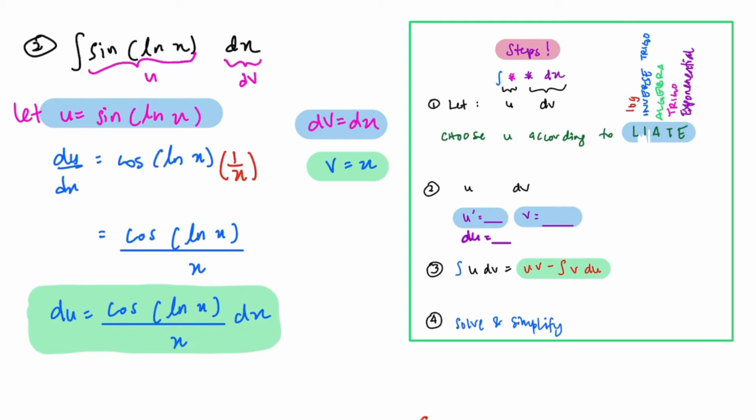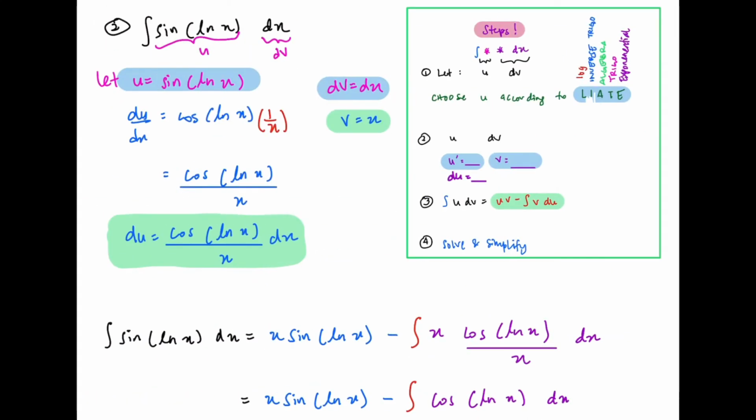Now let's focus on dv equal to dx. Therefore, v is equal to x. Now let's take the question and open up the formula: uv minus integrate v du. So let's do this, uv minus integrate v du. Okay, so the first part is already settled. Let's just focus on the second part.